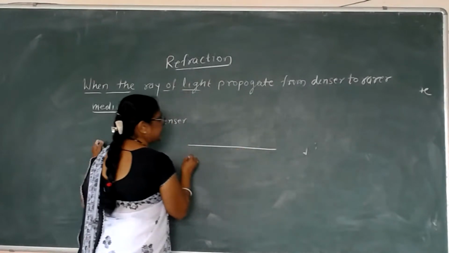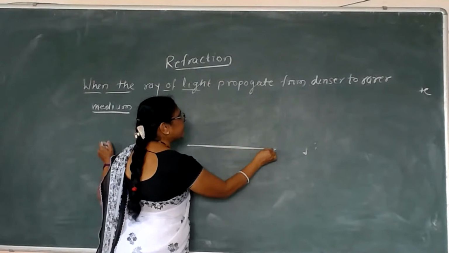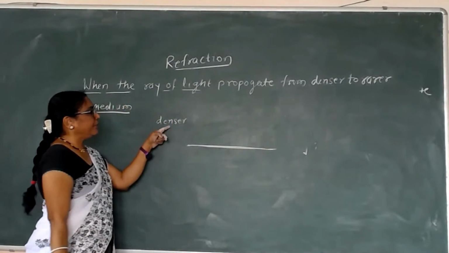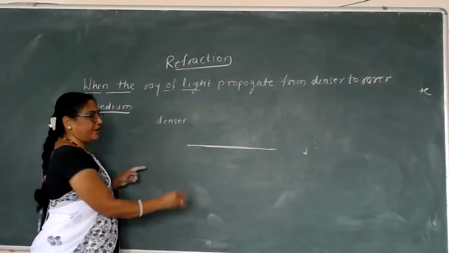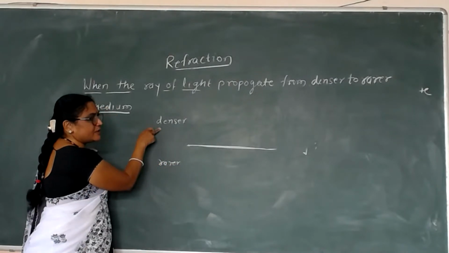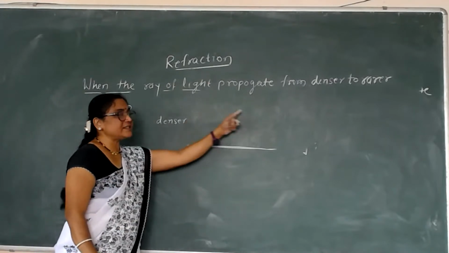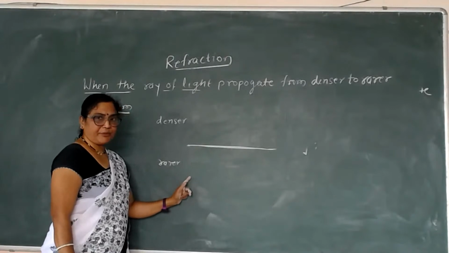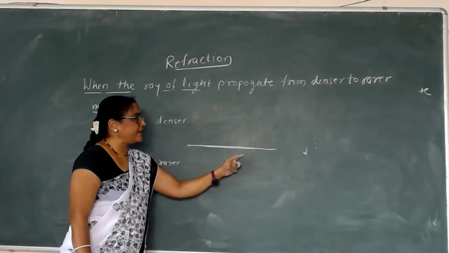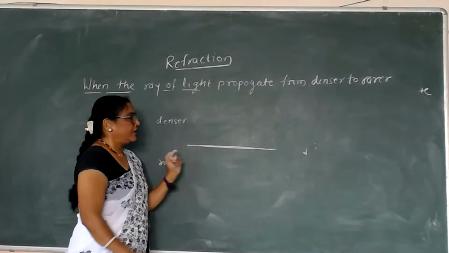Draw a plane surface. Suppose this is a plane surface, which is an interface between the denser and the rarer medium. The second medium is rarer. Here the density is more and here the density is less. If we consider this as a glass medium and this as an air medium, otherwise, it could be glass and water.